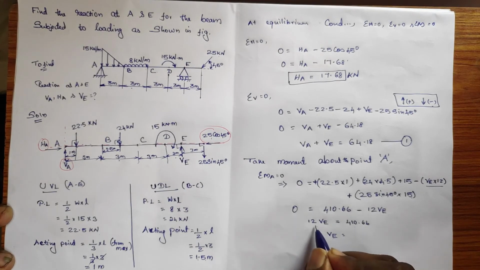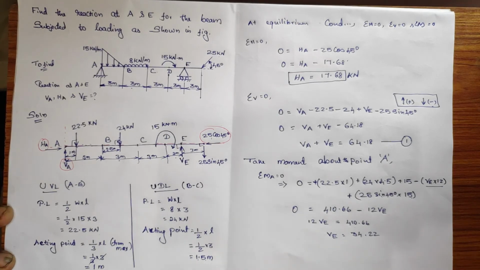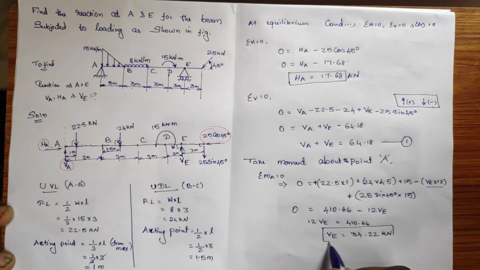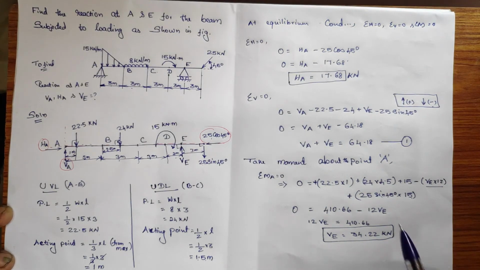Just divide 410.66 by 12, you will get 34.22, which is in terms of kilonewton. All the forces are in kilonewton, so you will get the answer in kilonewton. So now we got VE and then HA. One more term we need to find, that is VA. So that can be found by just substituting this VE into equation 1.